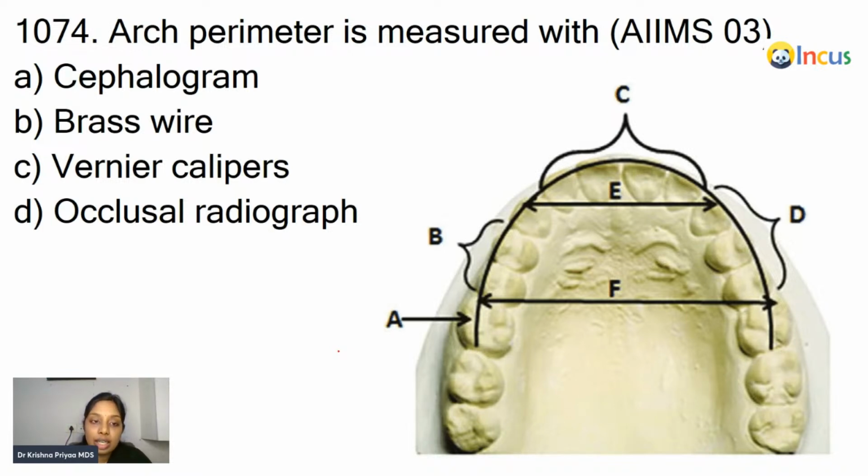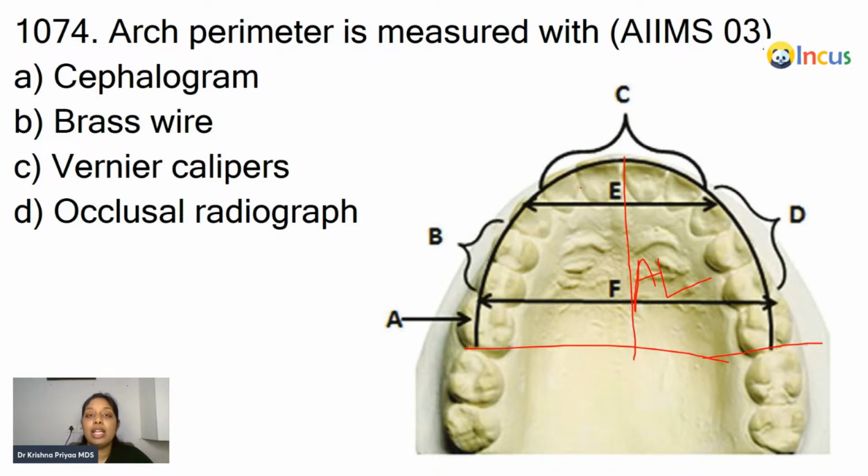When it comes to vernier calipers or brass wire, arch length is different from arch perimeter. So arch length, as we discussed previously, is starting from the midpoint of central incisors to the position which is in the distal aspect of the first molar, right? This is the arch length. But arch perimeter is what is represented by the whole curve. So this arch perimeter is most usually and preferably measured with a brass wire.